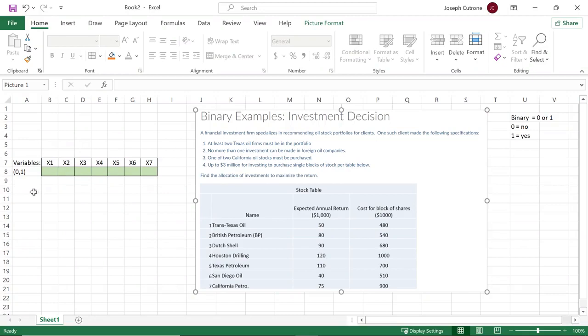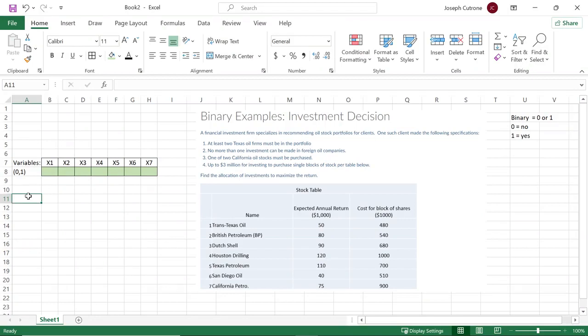Now, think about what I want to do here. I want to optimize my return. So my objective as a financial investment firm would be to maximize what? Maximize the return on this. So this would be my gray cell. This one here I might need to make a little bigger. Instead of me expanding the column out, what I'll do is I'll merge it. And let's think about each investment. What does it return?